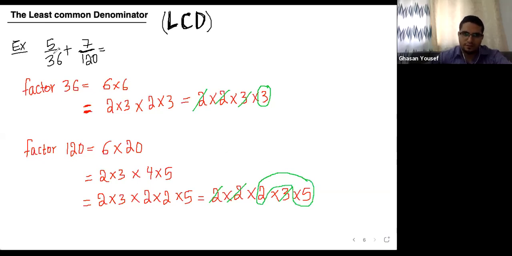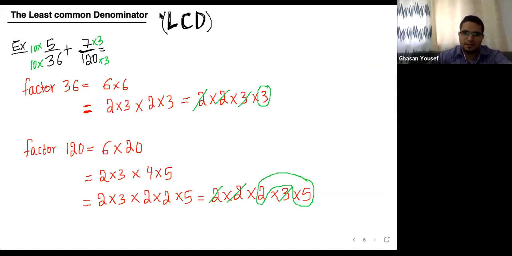So I go here. I'm multiplying the first fraction by whatever is remaining for 120 after I factor. Here the remaining is 2 times 5, which is 10. So I'm multiplying this side by 10 and this by 10. And the same idea for the other fraction. I see what's remaining for the factor 36 is 3. I'm multiplying this by 3, multiplying this by 3.